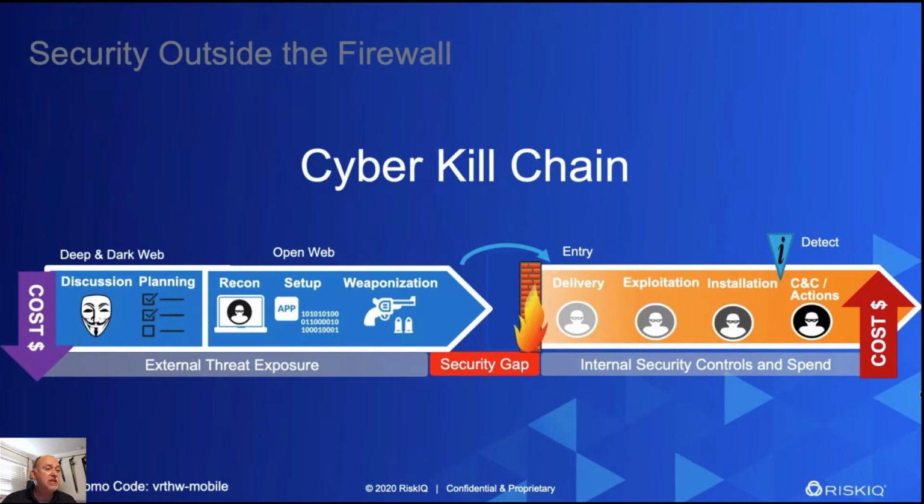Oh, now it has your images. Oh, that's domain infringement. Oh, it's email capable. Now it could be phishing. So during the setup and the weaponization on the open web, that's where we see these things and are able to stop them before they become a problem. And we call that the security gap, from the recon, setup and weaponization to when they can actually deliver that exploit and attack your organization.